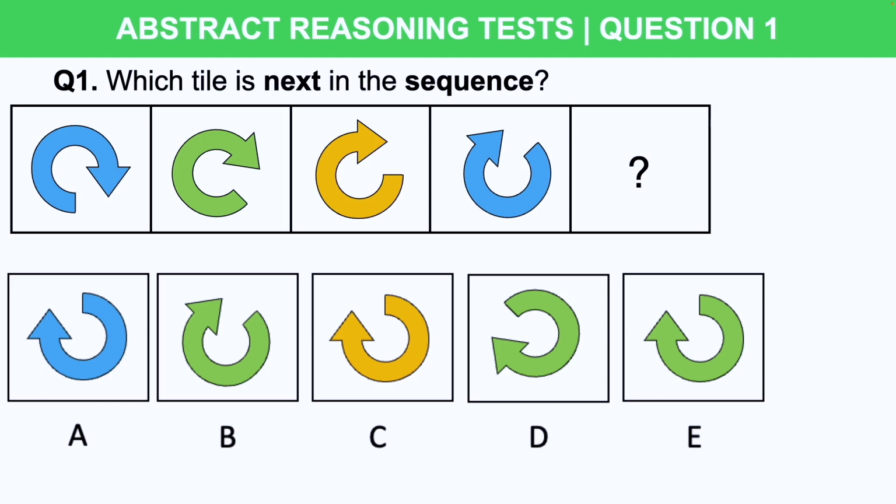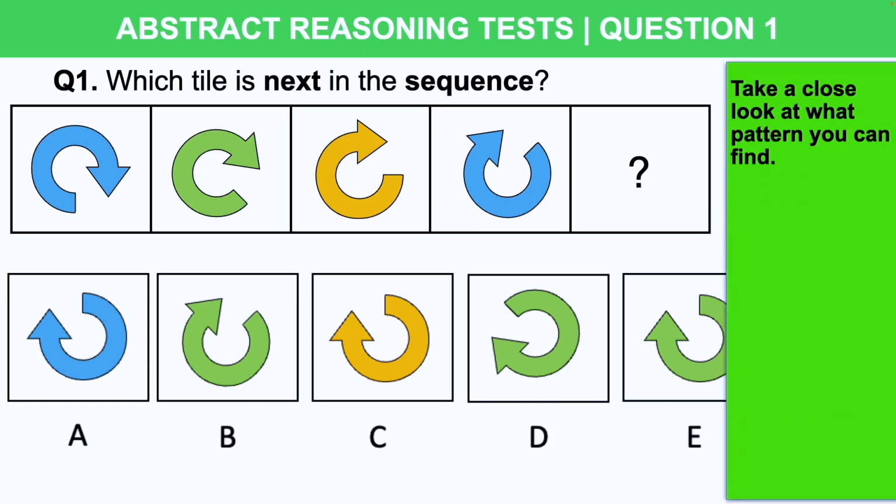I've toned down the difficulty here for this practice question, as many candidates find abstract reasoning to be the hardest part of the assessment. See if you can spot which option comes next. Is it A, B, C, D, or E? Did you get it? Well, let's walk through, and then I'll give you some practice questions to take on your own under timed conditions. So first of all, let's take a close look at what pattern you can find.